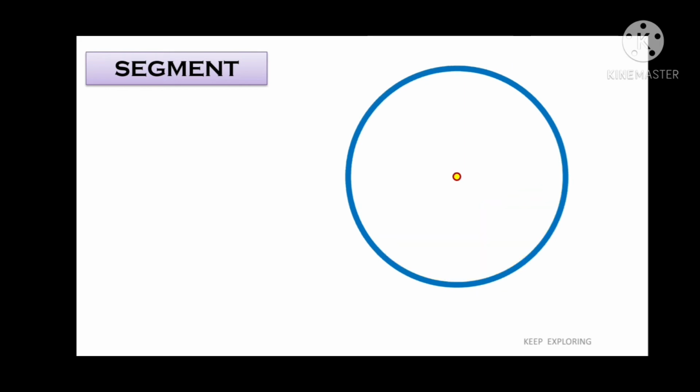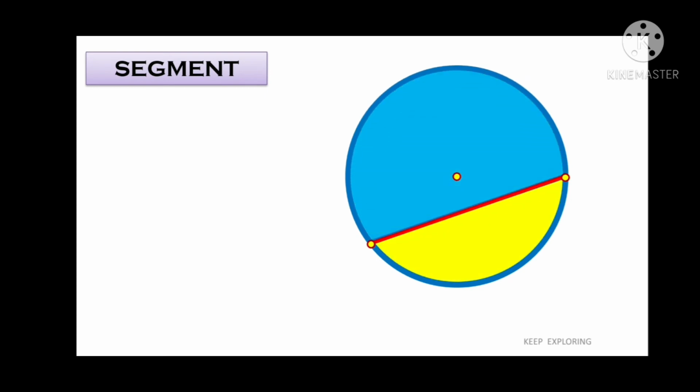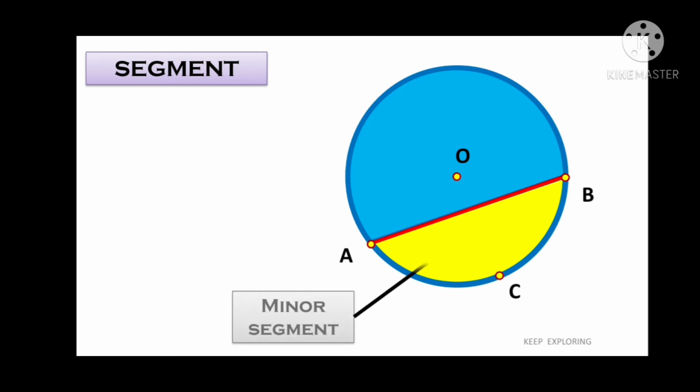In the same way, when we have a chord like this, we can see there are two segments. One is a smaller one, one is a larger one. The smaller one, as you can see here, is the minor segment. C is a point on the minor arc, so it is called the minor segment. The blue one we can name segment ACB. C is a point on the minor arc.